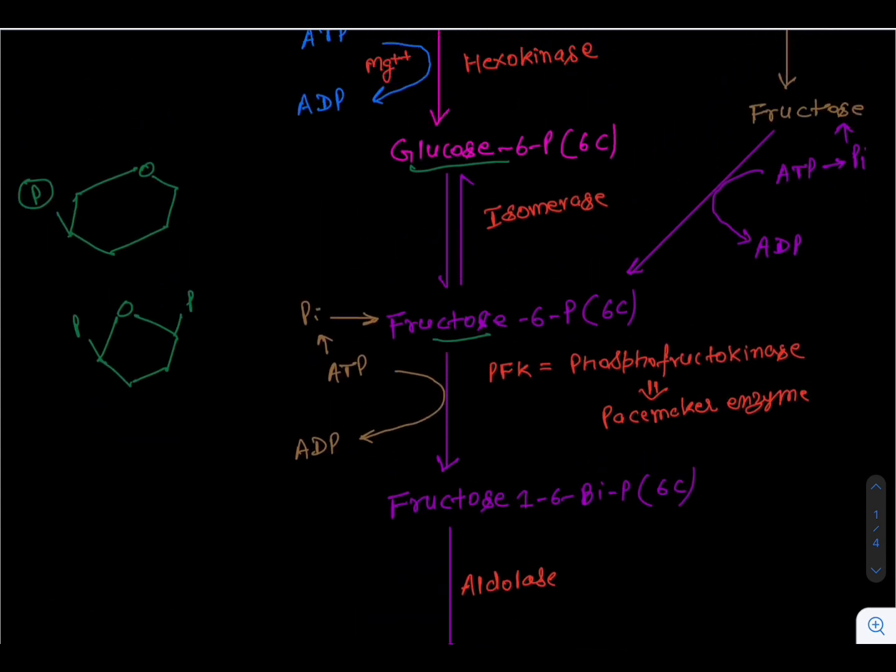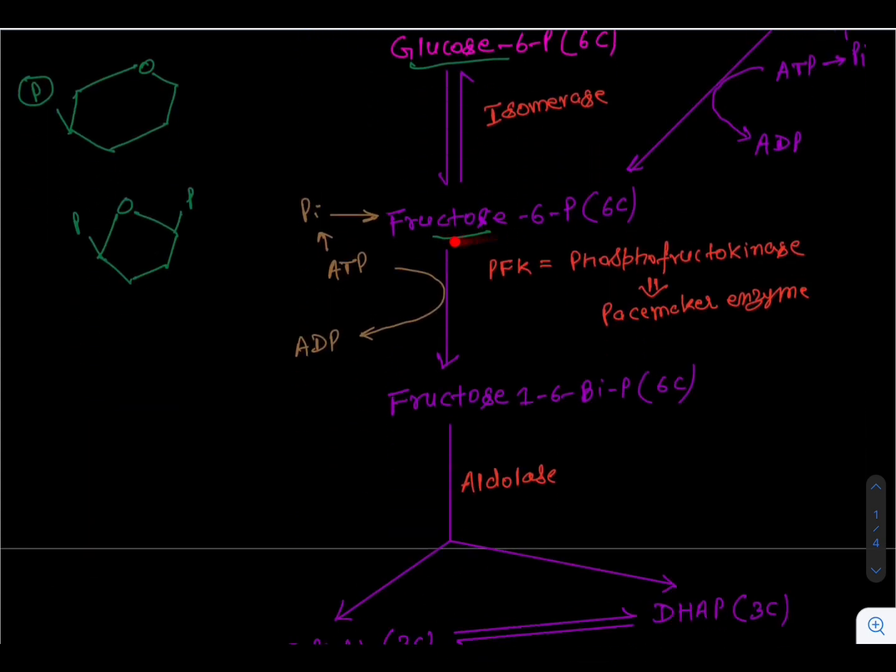Now we can again do the phosphorylation of the fructose 6-phosphate because it has two side chains available where you can add the phosphate group. Now you have added the phosphate group on both these positions, right? So ATP will break to form ADP, and the inorganic phosphate will attach on this compound. As a result, fructose 1,6-bisphosphate is formed. The enzyme working in this process is phosphofructokinase, which is also called the pacemaker enzyme.